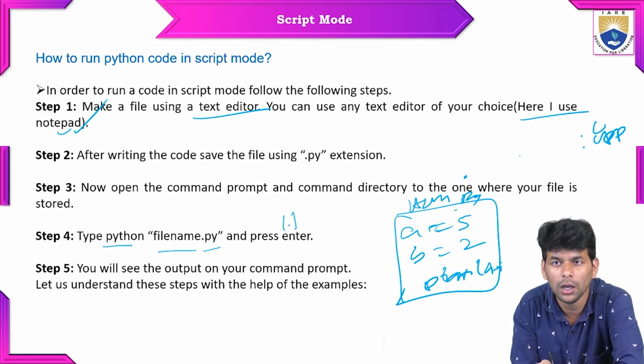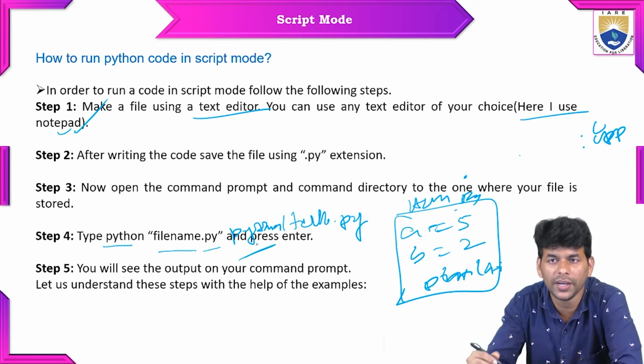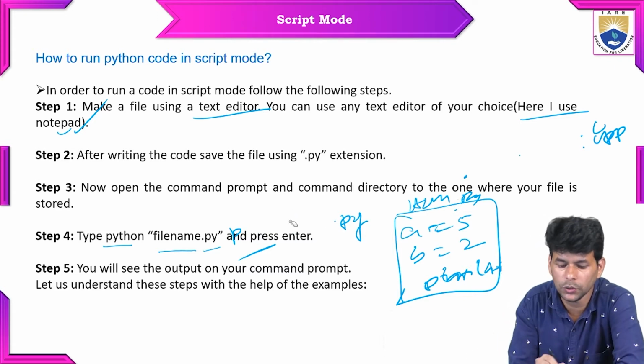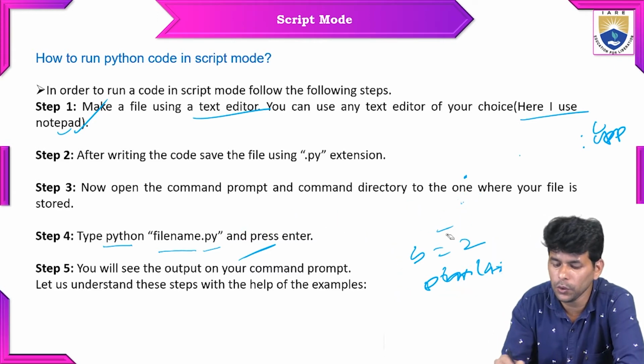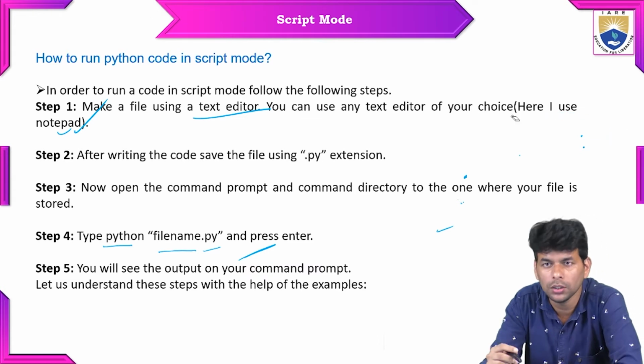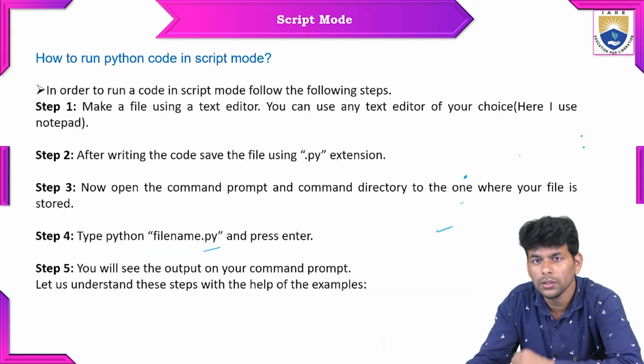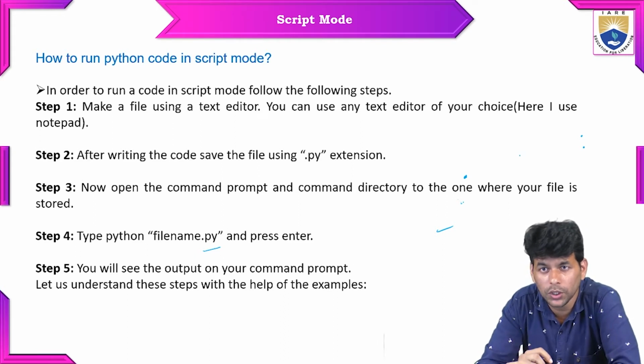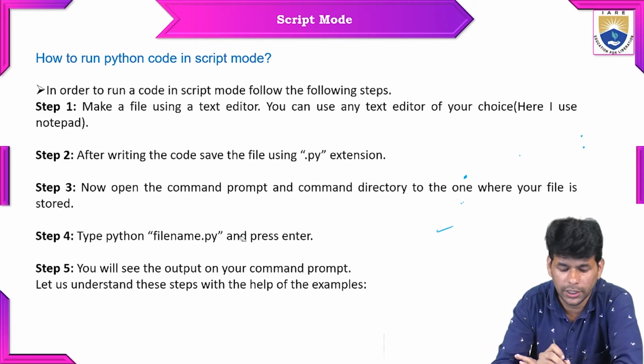What you have to type is hello.py, in the command prompt. Before that you have to use python as the interpreter: python hello.py, which is used to execute Python programs using the script mode. The last one, the fifth step, is that you will see the output on your command prompt. After executing this command, you will get the output on your screen.